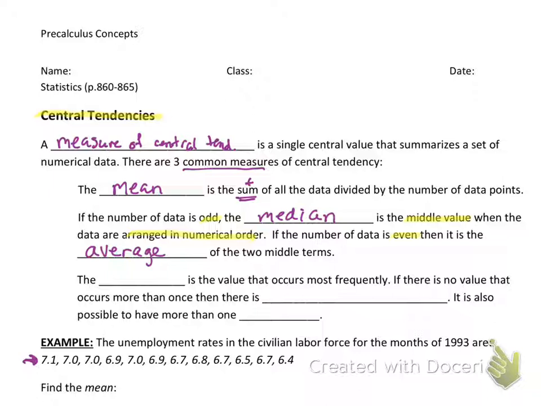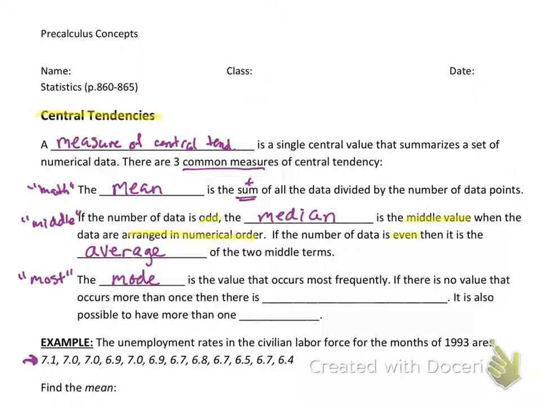The third one is the mode. So the mode, think mode most, right? And then mean, you're doing math. Median, we're thinking middle. Okay. So the number that occurs most frequently.